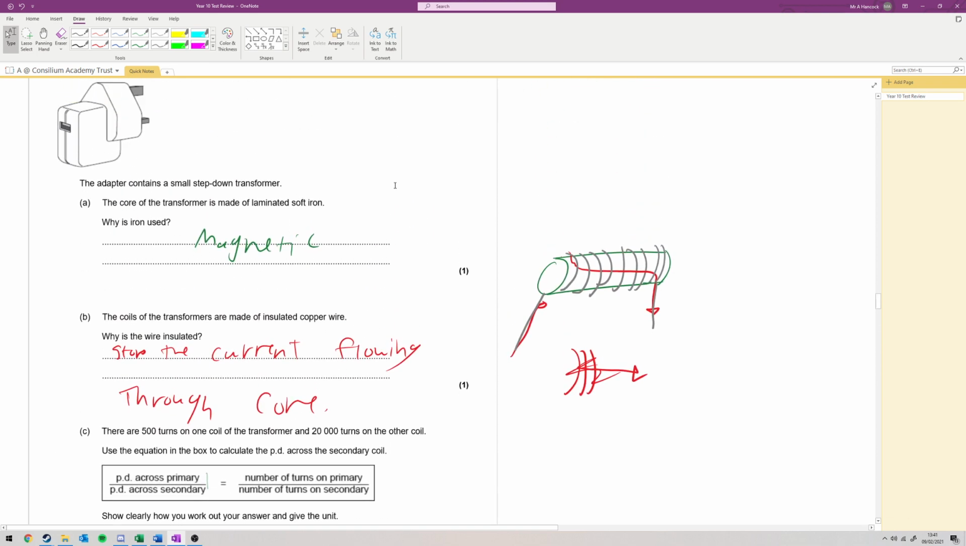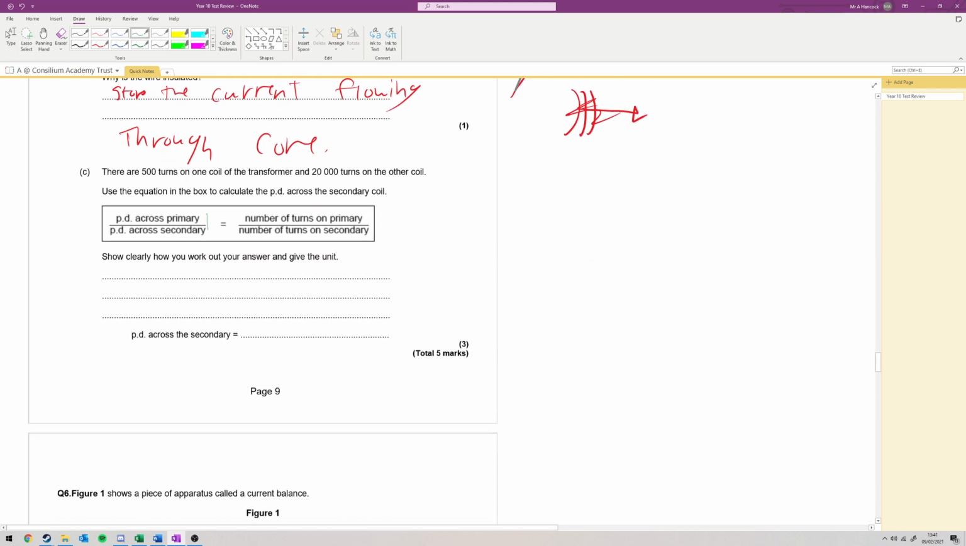Okay, so let's see. Now, this is a small step down transformer. Because it's a step down transformer, I know the number of turns on the primary is bigger than the number of turns on the secondary. So the number of turns on the primary has to be 20,000. The number of turns on the secondary will be 500. Okay, just from the question, right? Now, a part of the difficulty is you've got to figure out which is which.